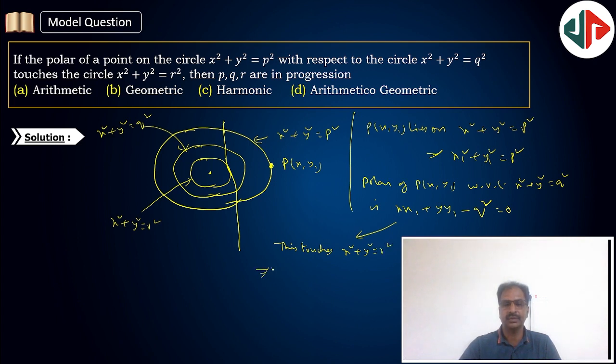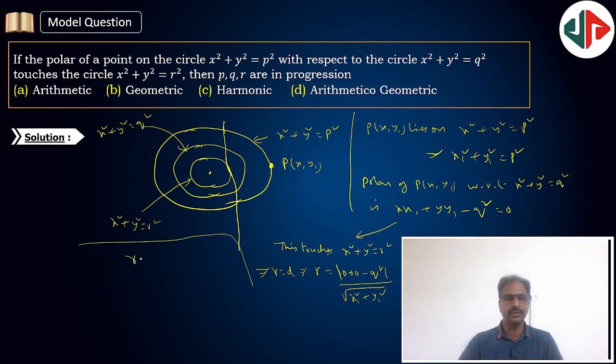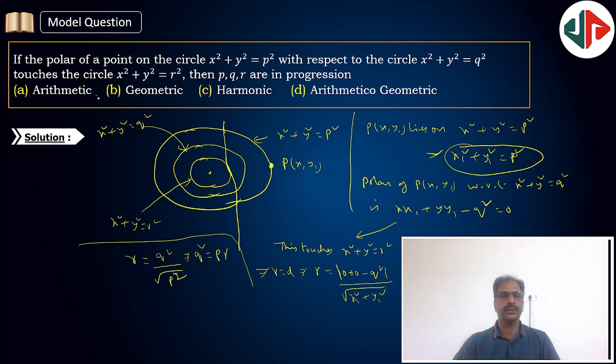What is the condition for a line to touch a circle? R is equal to d, where d is perpendicular distance from center, 0, 0, to that line. Mod of 0 plus 0 minus q square by root of x coefficient whole square plus y coefficient whole square. So then what I got? R is equal to q square by under root x1 square plus y1 square, which is nothing but p square. Implies q square is equal to PR. P, Q, R are in geometric progression. Option B.